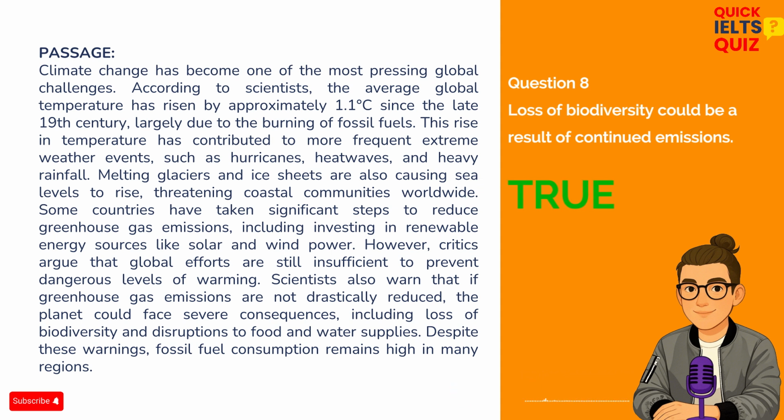The answer is true. Here's how to find it. Scan for the keyword biodiversity in the passage. You'll find the planet could face severe consequences, including loss of biodiversity and disruptions to food and water supplies. This matches the statement exactly. The loss of biodiversity is listed as one of the possible results of continued emissions, so the answer is true.